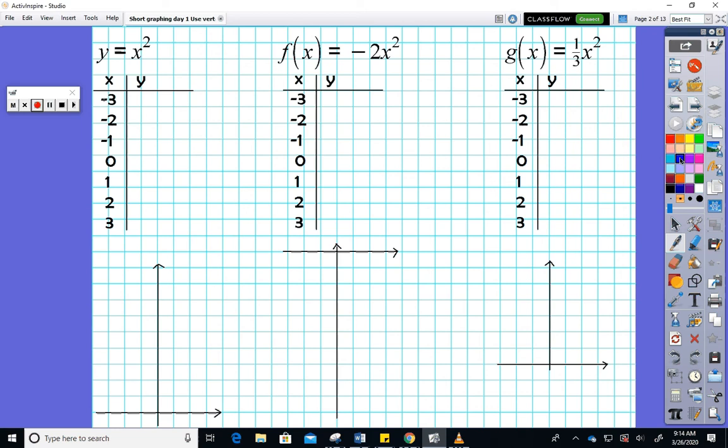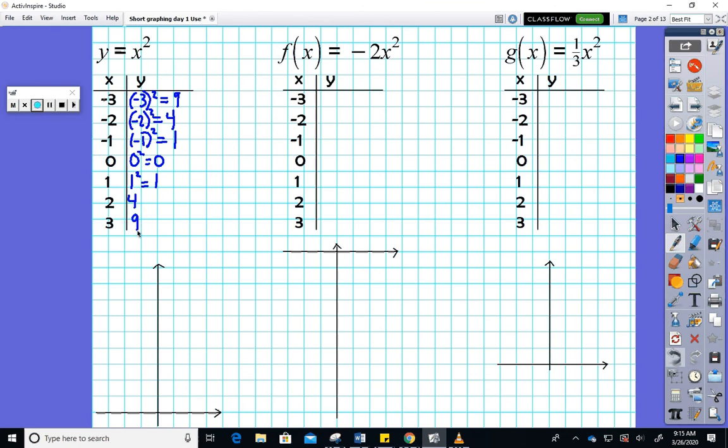So if I say what is y equals -3 squared, remember that means -3 times -3 is positive 9. What is y equals -2 squared? Well, that's -2 times -2, which is positive 4. Y equals -1 squared is -1 times -1 is positive 1. 0 squared is 0. 1 squared is 1. 2 squared is 4. 3 squared is 9.